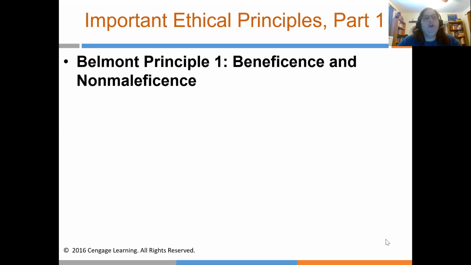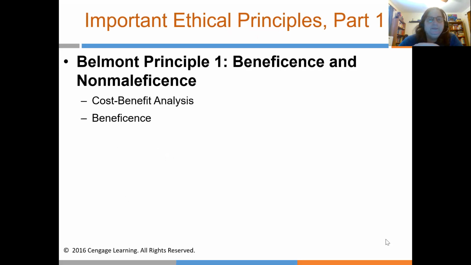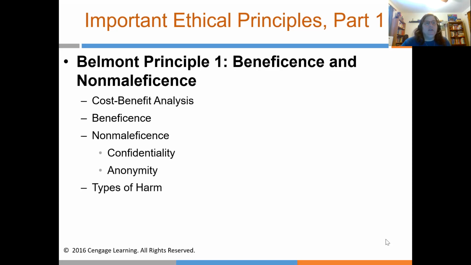Okay. So Belmont Principle 1, beneficence and non-malfeasance, we often want to think about conducting a cost-benefit analysis, right? What is the cost of doing the study versus the benefit? Does the benefit outweigh the cost? We talked a little bit about beneficence. Do no harm, maximize possible benefits, minimize possible harm. Non-malfeasance, we don't want to do any harm. Confidentiality, anonymity.